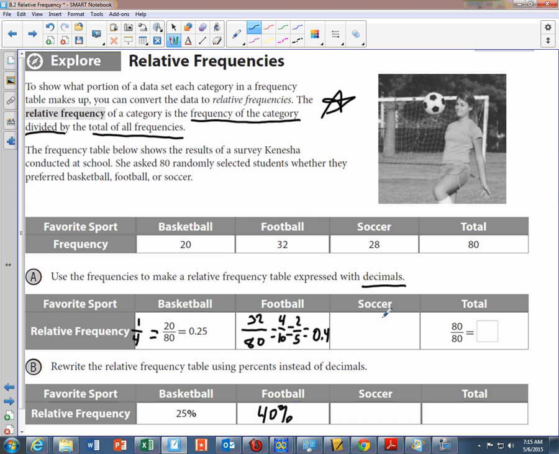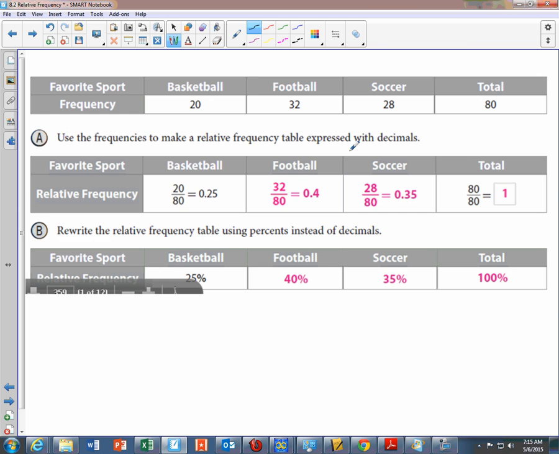So go ahead and try and figure out these last 2 boxes on your own. What's the relative frequency for soccer, and what's the relative frequency for the total? Okay, for soccer, I'll just show you the answers. So soccer, we had 28, so 28 divided by 80. You could reduce the fraction, I'm not worried about that right now, is 0.35. Move the decimal 2 spots and you get 35%.